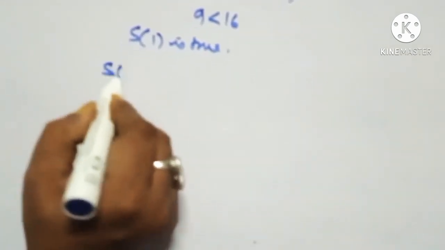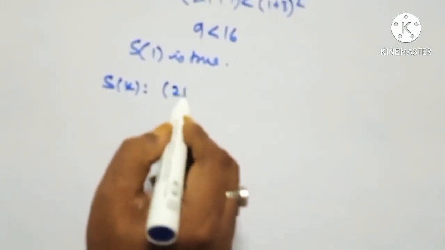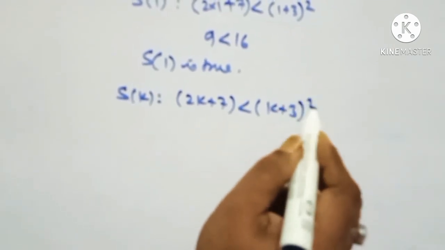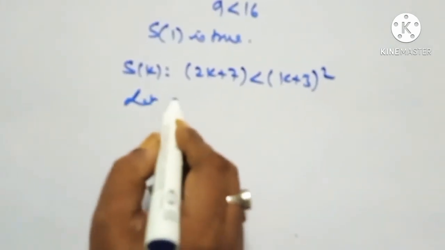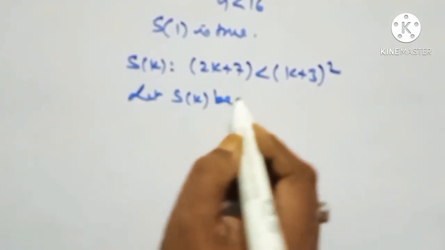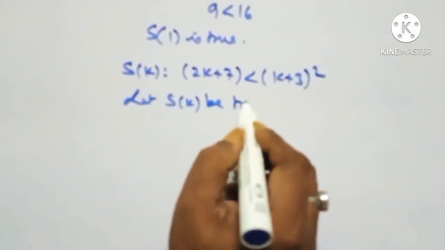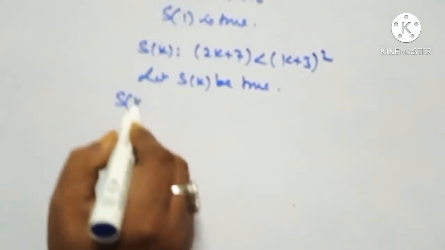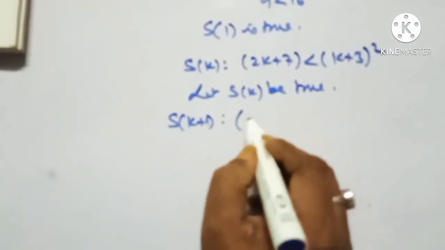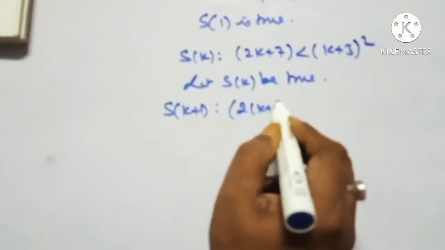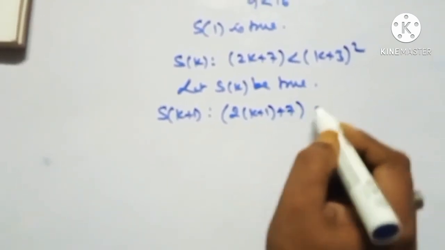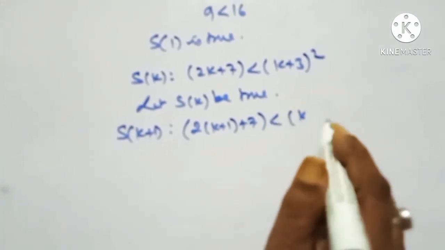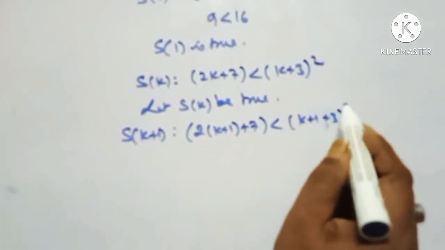Now I am going to write Sk. This will be 2k plus 7 less than k plus 3 the whole square. Let Sk be true. So for k plus 1, I can write: 2 times k plus 1, plus 7, less than k plus 1 plus 3, the whole square.